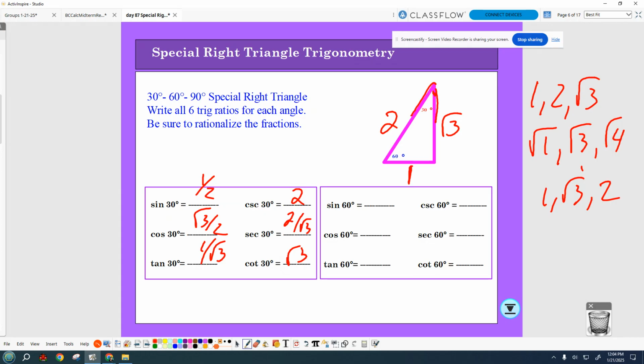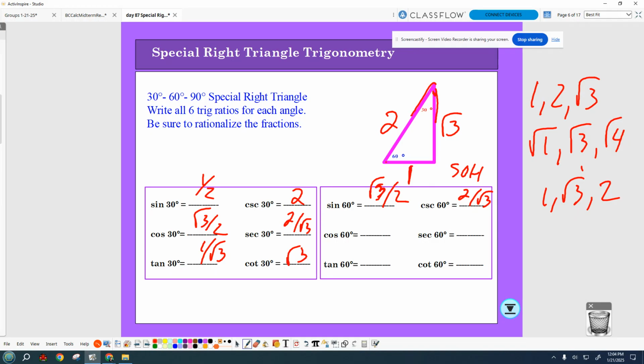Okay, Abraham, ready? Looking at the triangle, sine of 60. So here's 60. It's the square root of 3 over, opposite over hypotenuse, which is 2. There you go. So now that you've got that, what is cosecant of 60? 2 over the square root of 3.